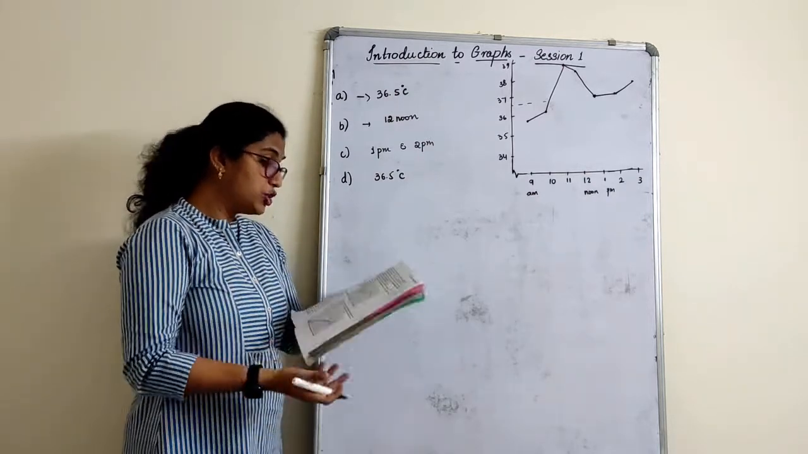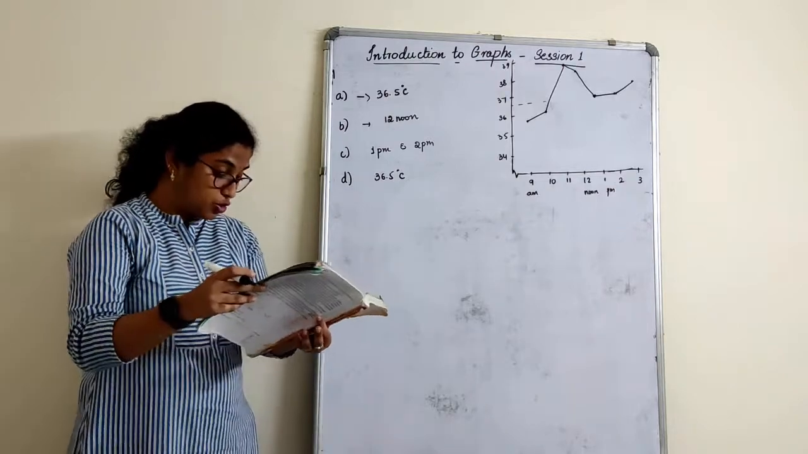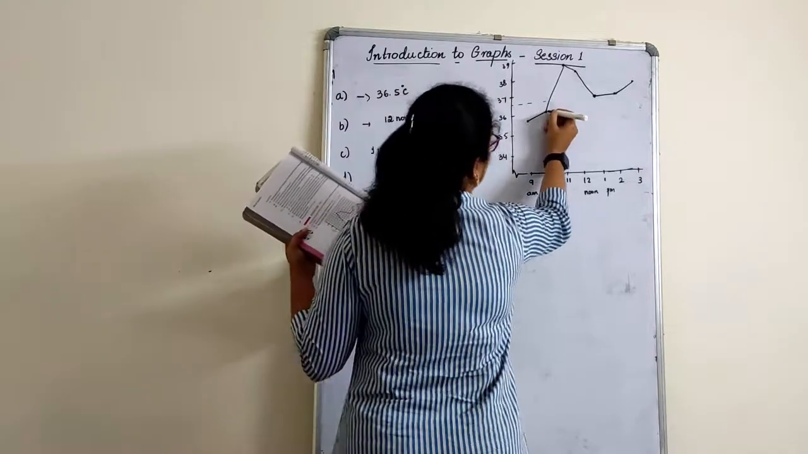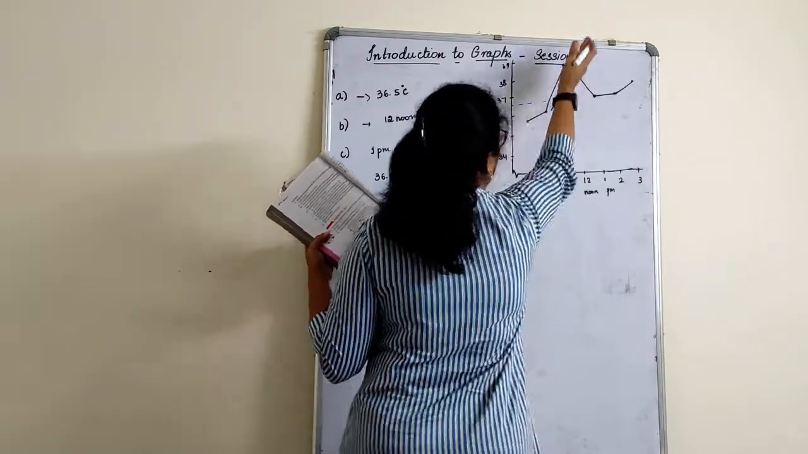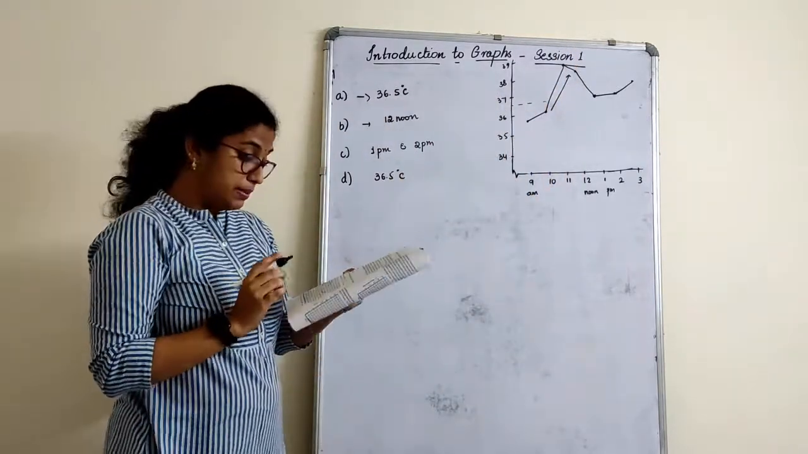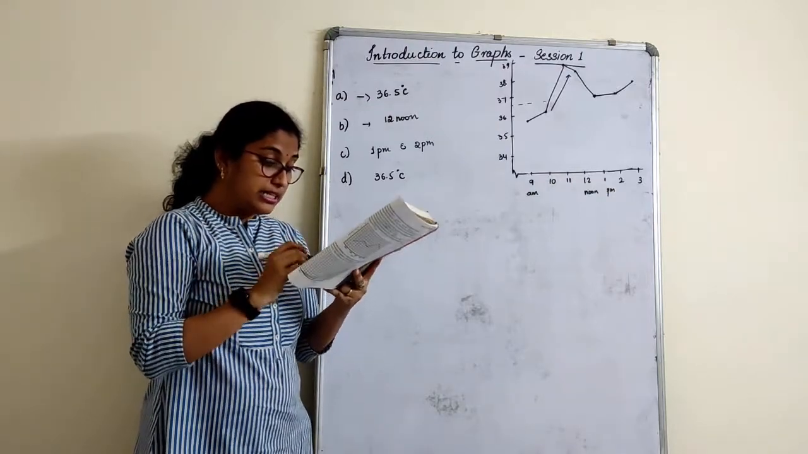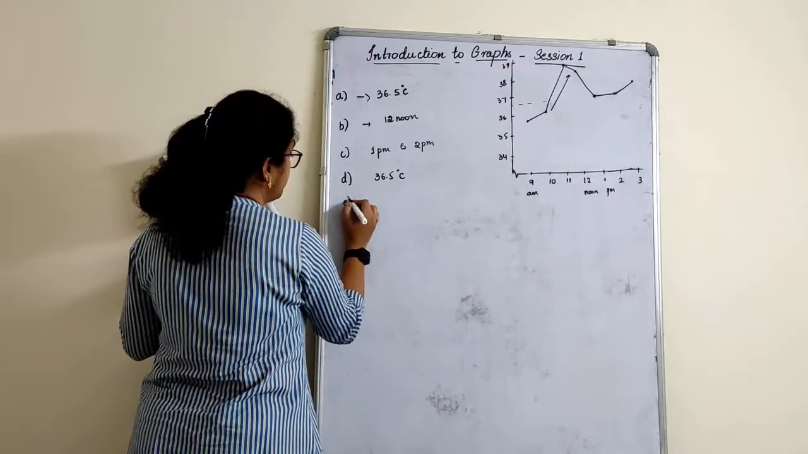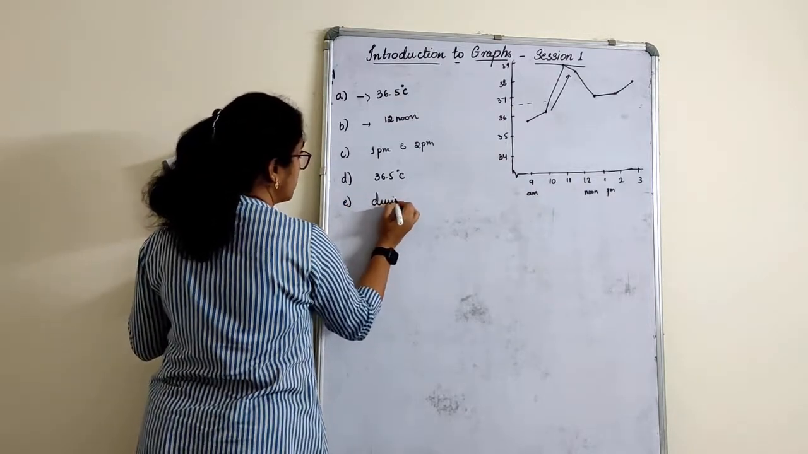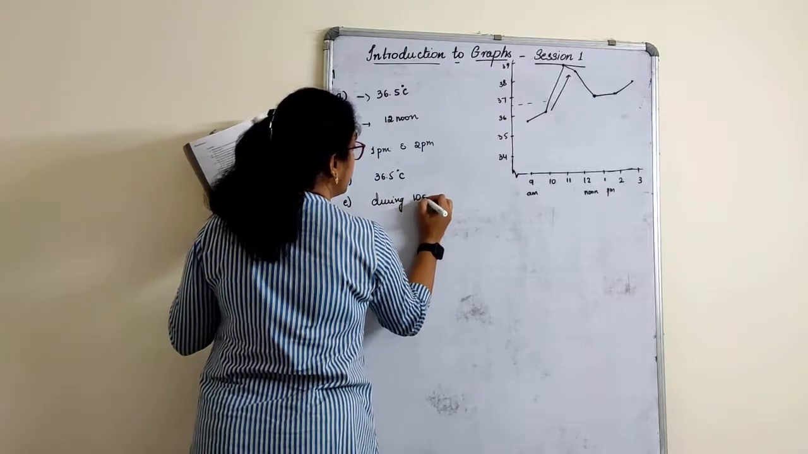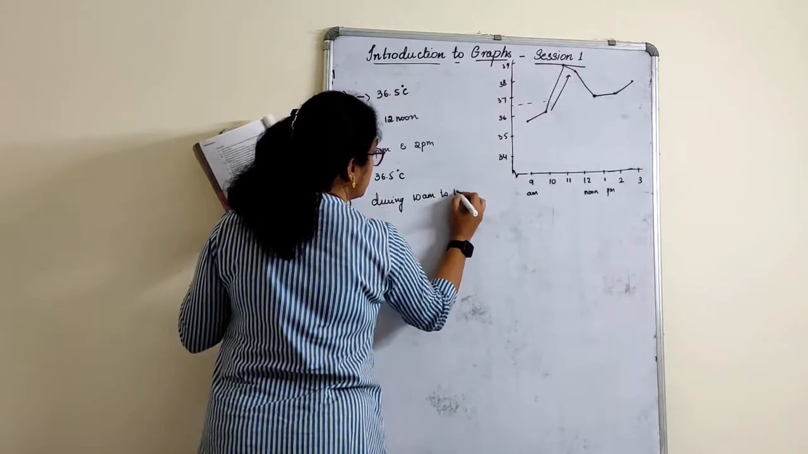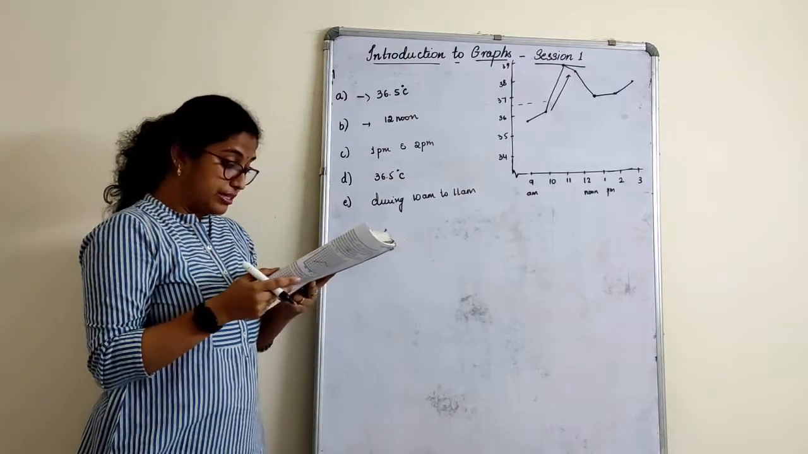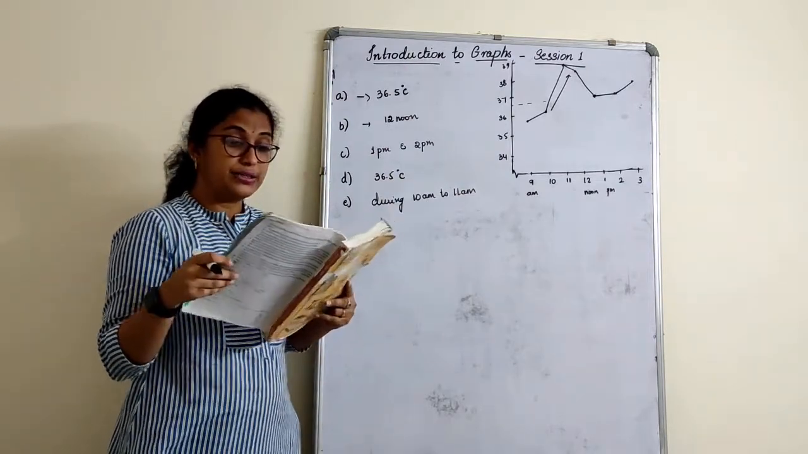Now, during which period did the patient's temperature show an upward trend here? Upward trend means this part. This is the portion where it showed an upward trend, right? During that period. So, which period is it? During 10 a.m. to 11 a.m. the patient's temperature showed an upward trend. That is what you can write.